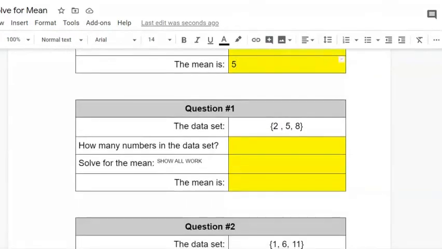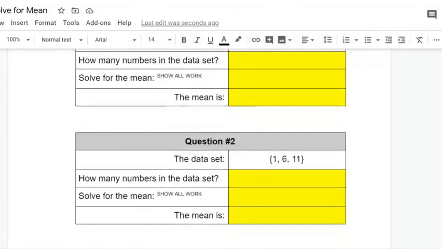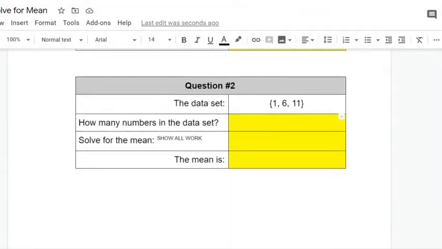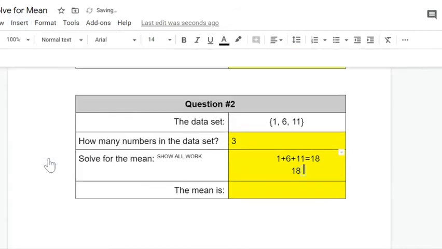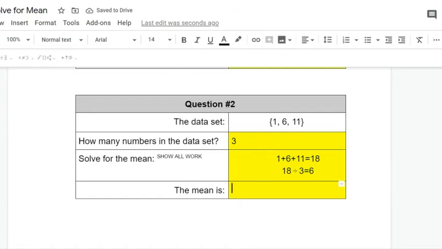Let's look at number 1, which is my example, so I'm going to skip it and go right to 2. How many numbers are in my data set? Well, I see 1, 6, and 11. So that is 3. Now I'm going to solve for mean. I'm going to take 1 plus 6 plus 11. 1 plus 6 equals 7, 7 plus 11 is 18. Then I'm going to take my 18, and I'm going to be very picky. I want my equation. So 18 divided by 3 equals, well, 18 divided by 3 is 6. So the mean for this data set is 6.